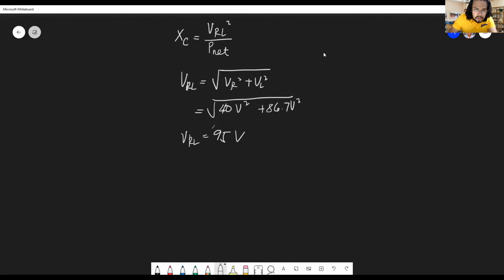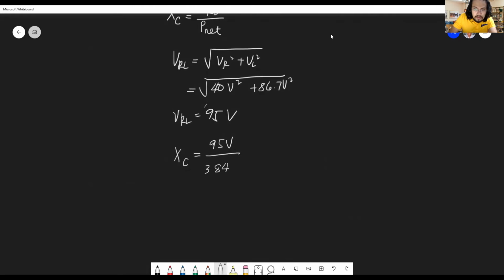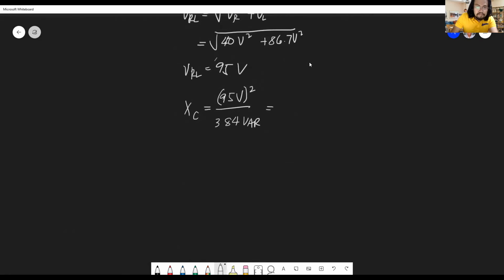So we can solve for the reactance of the capacitor as 95 volts, squared, over 384 VAR. So we get the value 95 squared divided by 384, and we get 23.5 ohms. Now the C, we can solve using our equation 1 over 2 pi F X sub C.